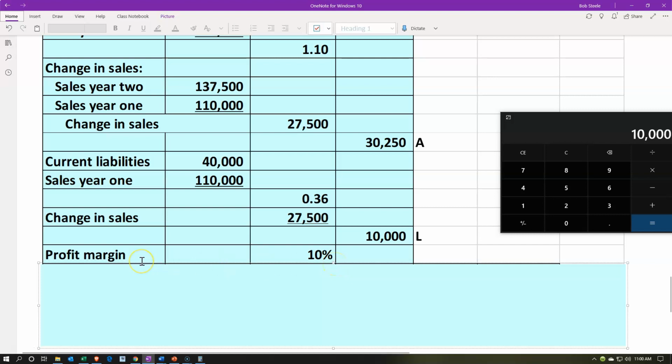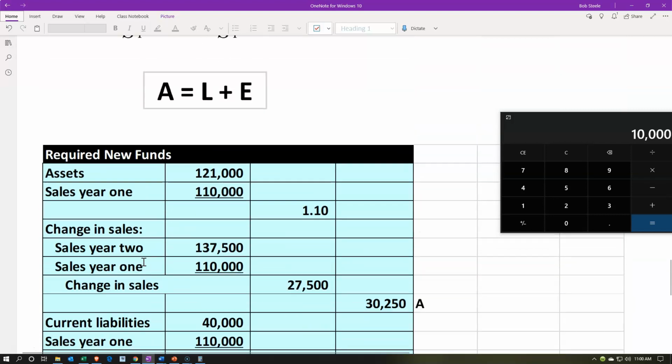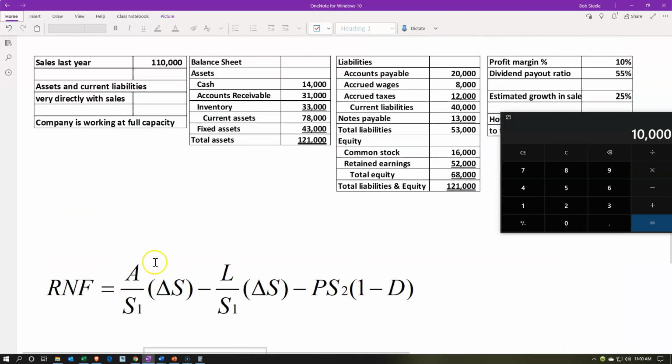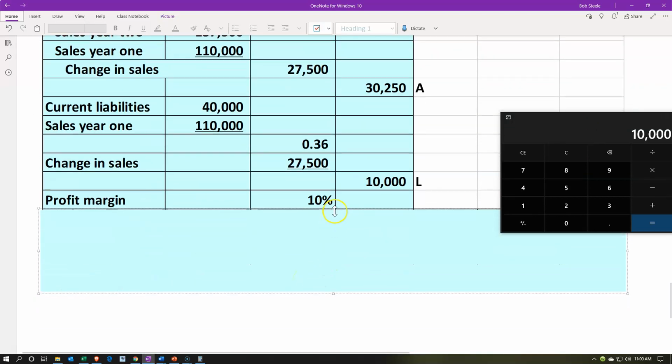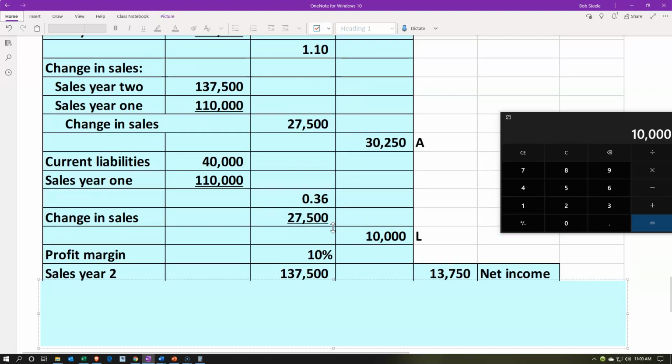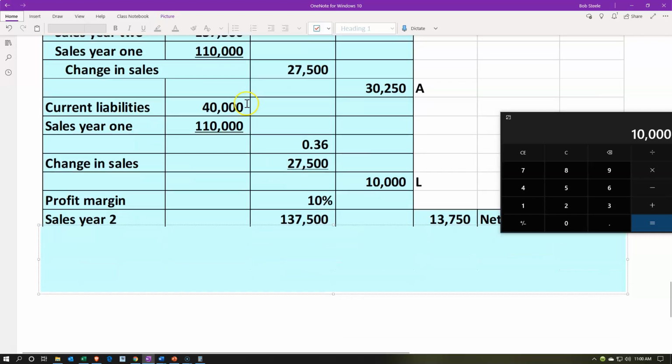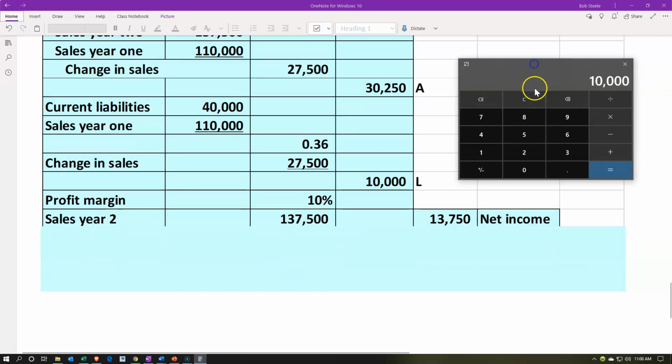So we then say the profit margin is going to be 10%. That's the profit margin that was given up here. And then we have the sales for year 2, which is the 137.5, which we figured here. That's going to be our projected sales. So notice that if I multiply those two out, the 137.5 times the profit margin, 0.1, that's our net income. That's what we expect to be our net income.